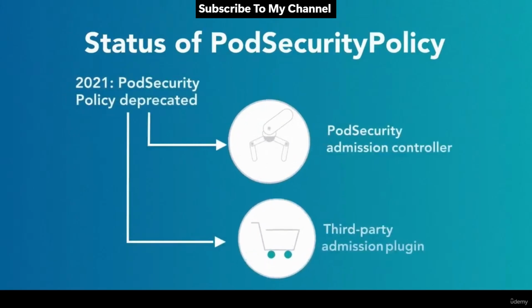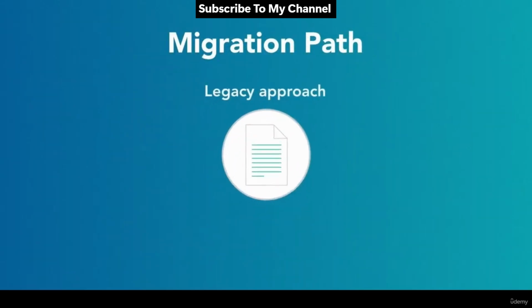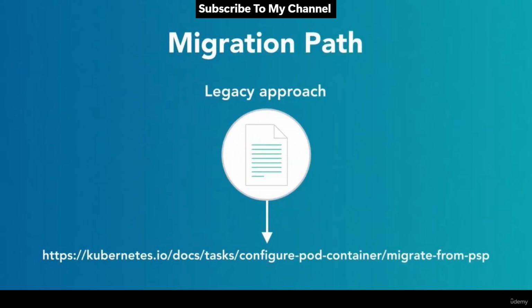But in July 2021, the pod security policy feature was deprecated. Now, instead of using pod security policy, you can enforce the same effect with either a pod security admission controller or a third-party admission plugin. For users of this legacy approach of pod security policy, Kubernetes provides a migration path, details of which are available on the Kubernetes website, and a link is provided here on the screen. The pod security admission control mechanism follows the requirements defined in the pod security standard that we reviewed earlier.